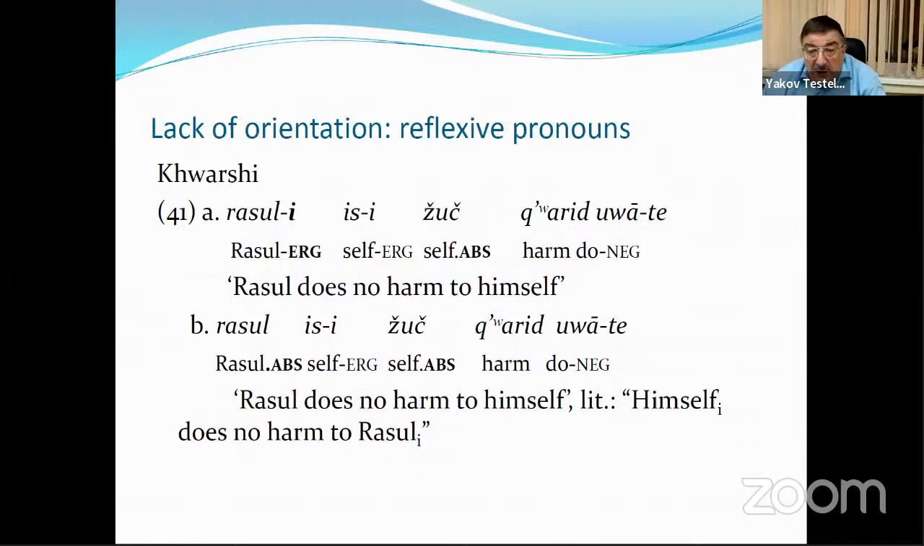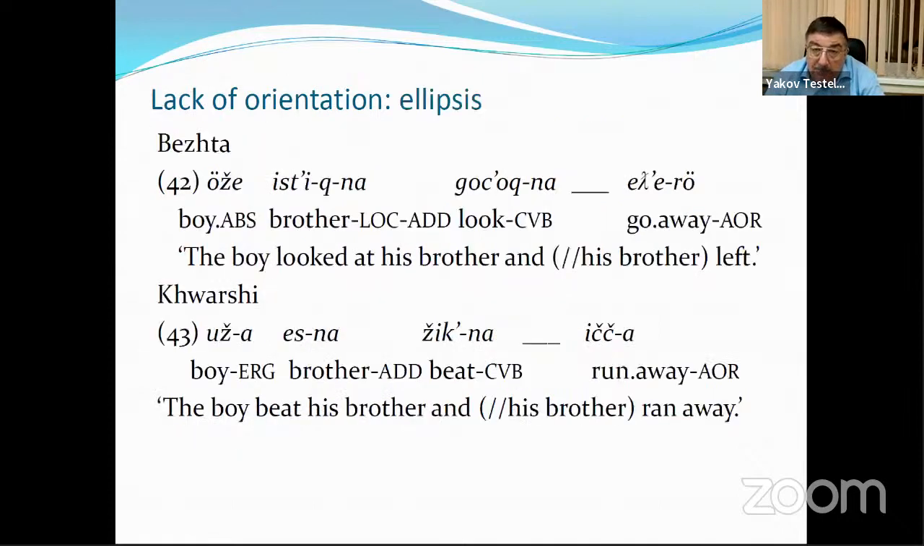For example, in Kvarshi, the facts were known to Kibrik, effects like this in Kvarshi. Reflexive pronouns can work both ways. A direct object reflexive can be anteceded by the subject, and the other way around. Rasuli isi juj kwari duwate, Rasul does no harm to himself, 41a and 41b. Rasul isi juj kwari duwate, Rasul does no harm to himself, literally himself does no harm to Rasul. No asymmetrical orientation of reflexives.